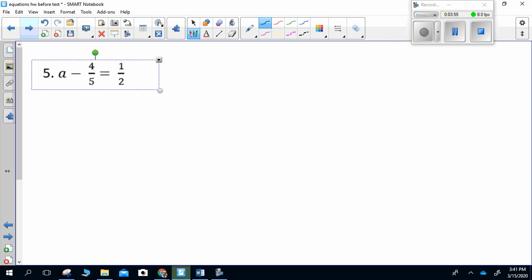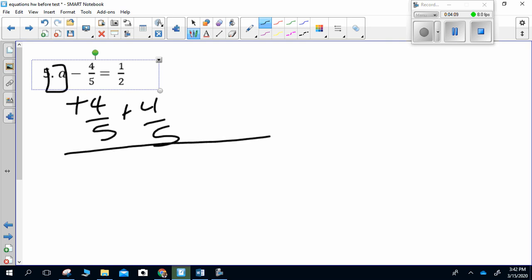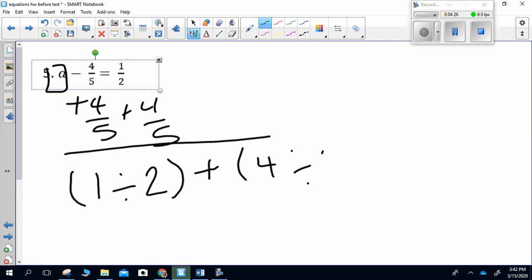Number 5. It says A minus 4/5 equals 1/2. So remember, I need to get the variable A by itself. So I'm going to add 4/5 to both sides. Now, if I didn't have a calculator, I would be using a common denominator, but you do. So you're going to do 1 parenthesis, 1 divided by 2 parenthesis, plus parenthesis, 4 divided by 5 parenthesis, equals.